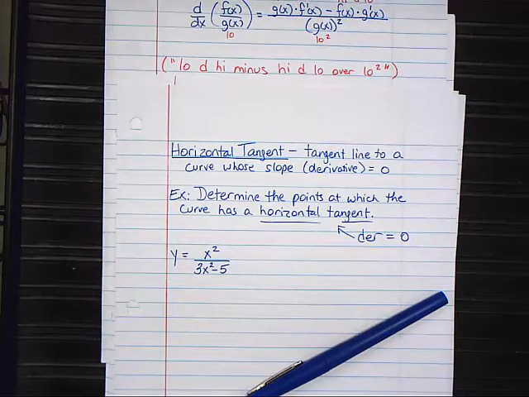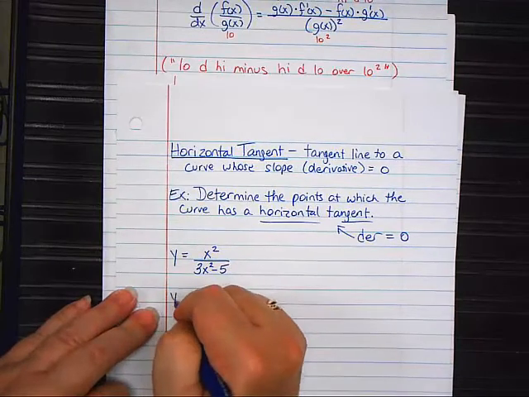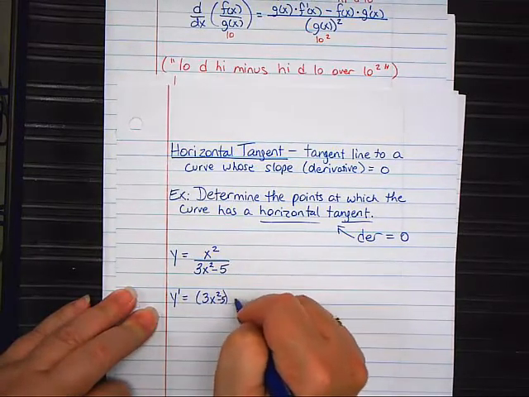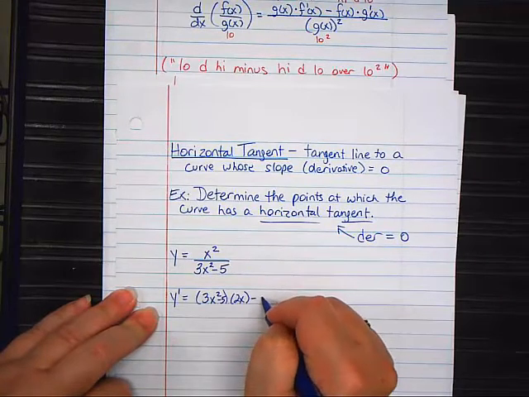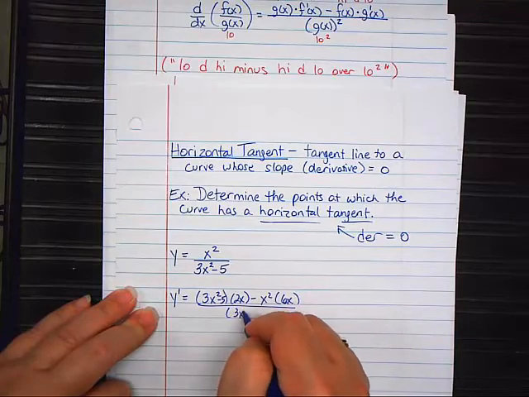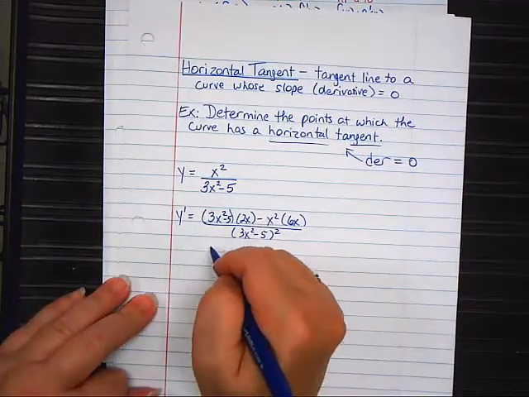There you go. That's exactly right. Okay. So, y prime equals low D high minus high D low over low squared. So we get y prime.